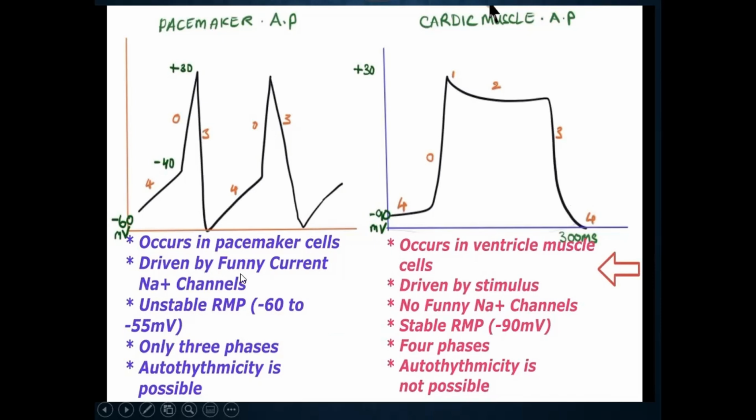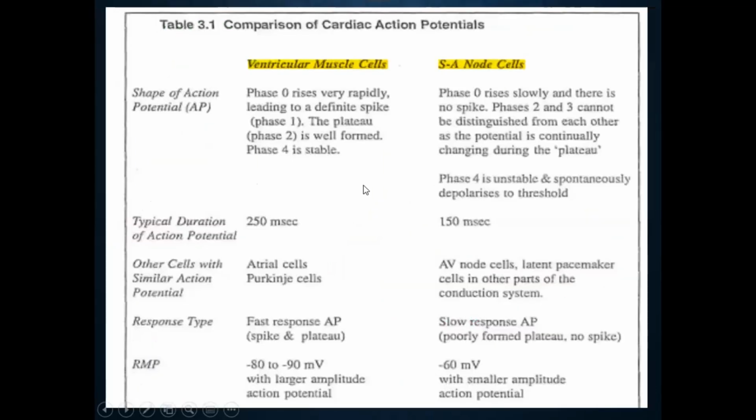Okay, in the pacemaker cell it is driven by the funny current sodium channel, unstable RMP, only 3 phases. Autorhythmicity is present. In the ventricular muscle cell it is driven by a stimulus. The stimulus comes from the SAN. There is no funny sodium channel; they have fast sodium channel. Stable RMP of -90, 4 phases with a plateau. Autorhythmicity is not possible. They have to rely on the gap junction, which is sodium or calcium movement after initiation by the pacemaker potential.